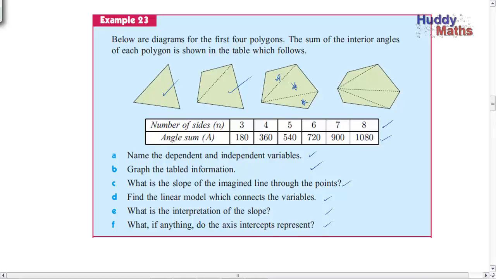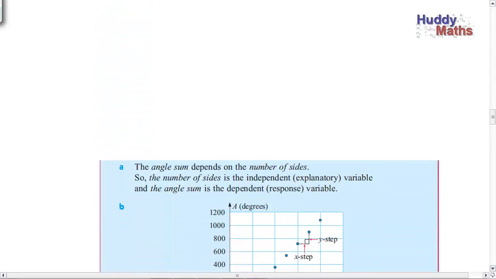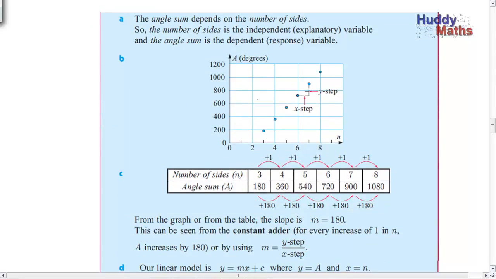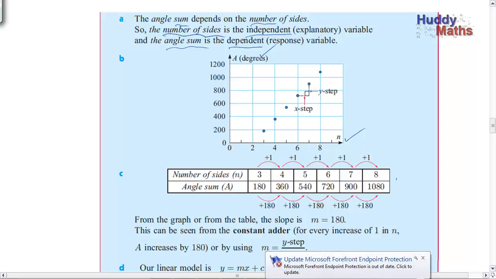Now, I've shown you the formula. I think you probably already know that from junior maths. So here we are. The angle sum depends on the number of sides. So the number of sides is the independent variable, and the angle sum is dependent upon it. So it's got to be angle sum up there and number of sides here. That's the convention. So I don't know whether you've seen that rule before, but you must discern whether it is an independent or dependent variable. Let's then put the table, and what have we got here? We've got the number of sides and the angle sum.